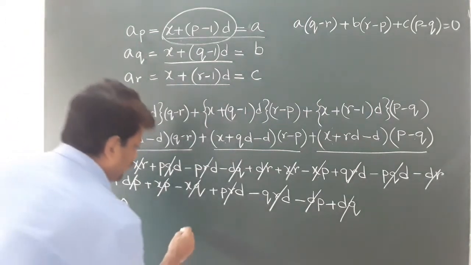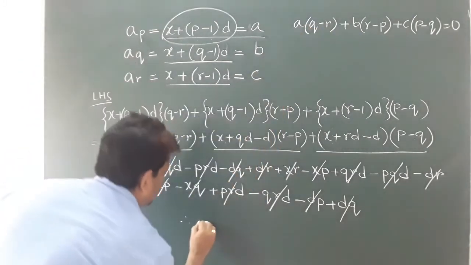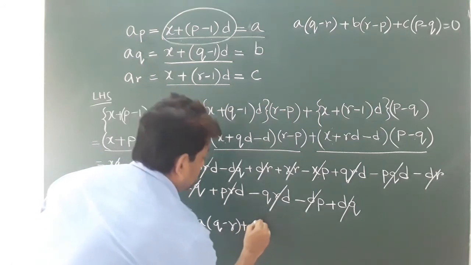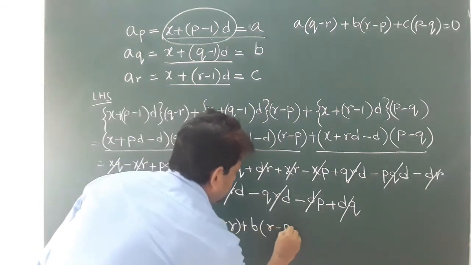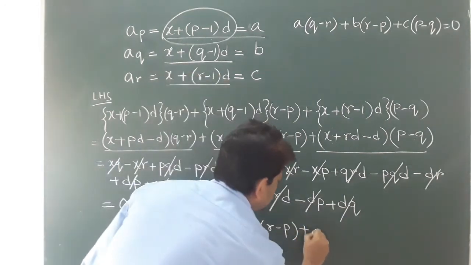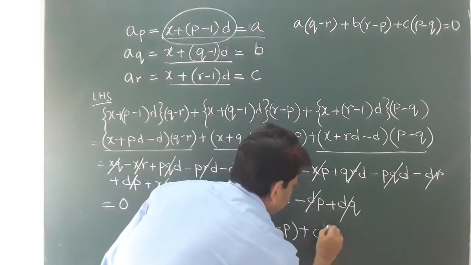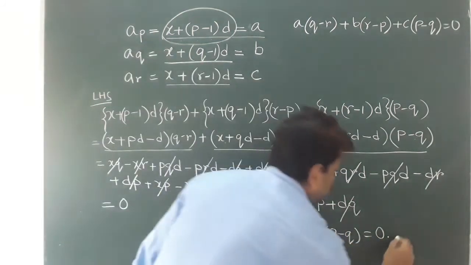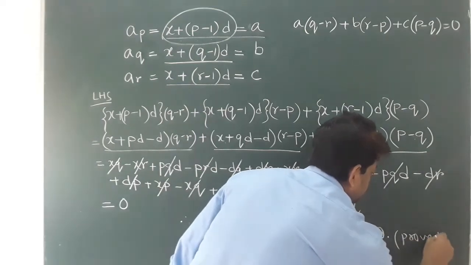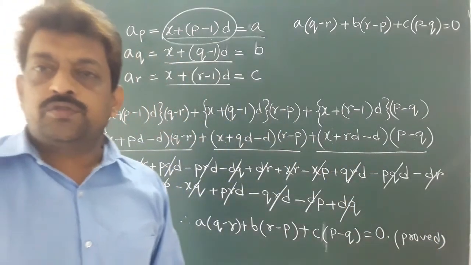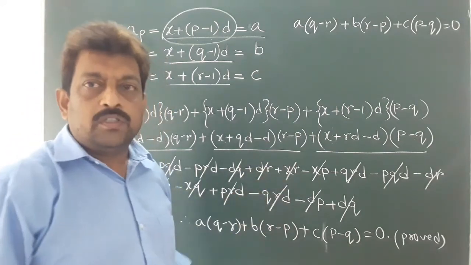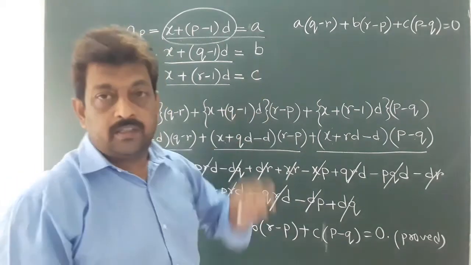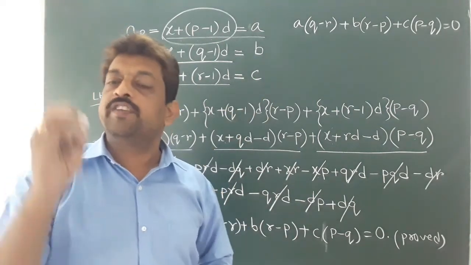Therefore we can say, a into q minus r plus b into r minus p plus c into p minus q is equal to 0. This is proved. So hope you have understood. Actually, though the calculation looks bigger, lengthy, and the sum also appears to be lengthy, it is not the case. The sum is very easy.